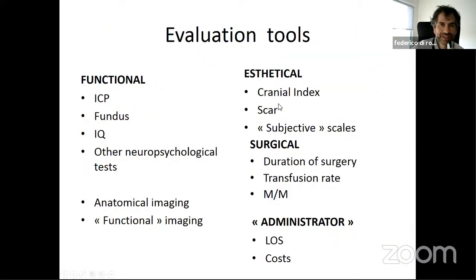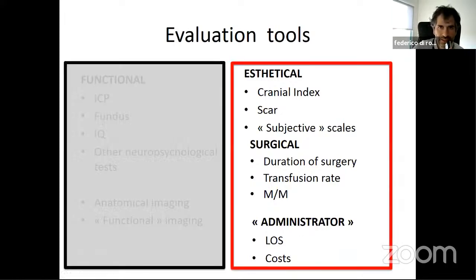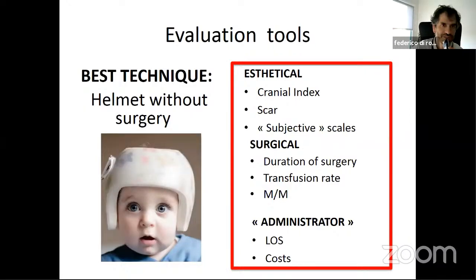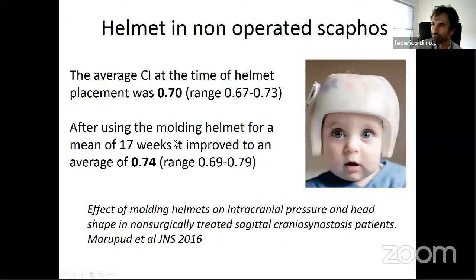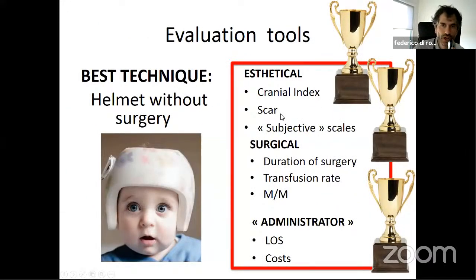We can have other hard criteria. We've seen in the papers the cranial index, the subjective scales, the duration of surgery, transfusion, the morbidity, the length of stay, the cost. All these criteria are regularly used describing the different techniques. But if we focus only on these criteria, and I want to be provocative on purpose, if these were to be the criteria to decide what to do with this patient, the best would be to do nothing, just put on a helmet. We know that the helmet will improve the cranial index. This has been shown. So we can reshape the head without surgery, and we will have a good cranial index, no scar, no surgery, no transfusion, no mortality, no hospital stay, limited cost, and everybody will be happy.